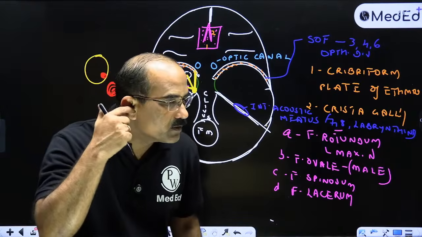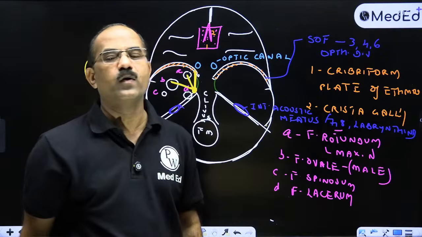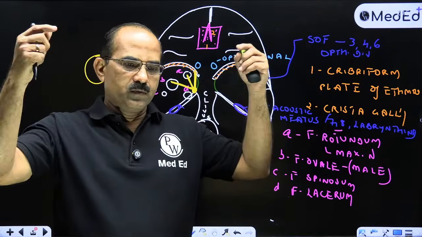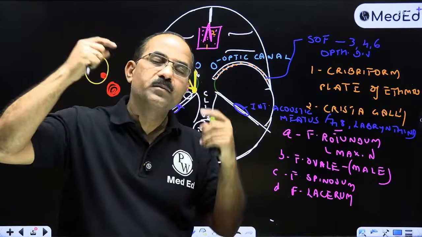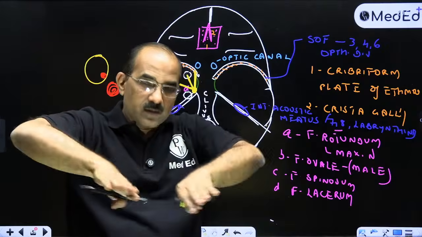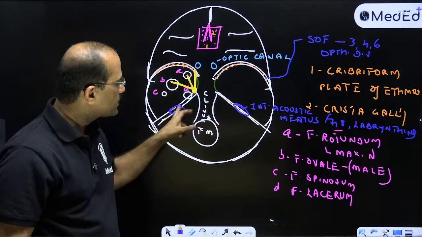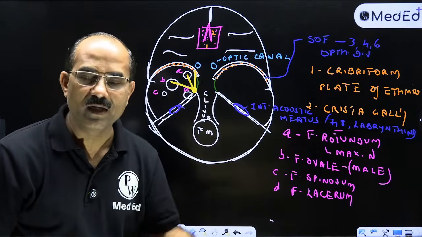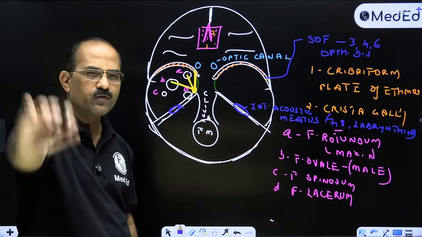ये क्या है? ये बाहर से देख रहे हो? That's the external acoustic meatus. अगर ईयर को बाहर से जाना है, तो दैट्स द external acoustic meatus. स्कल के अंदर से ईयर में जाना है, दैट्स द internal acoustic meatus. Clear to all of you?